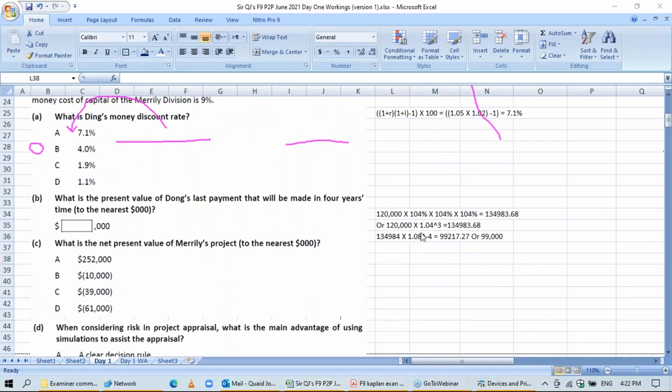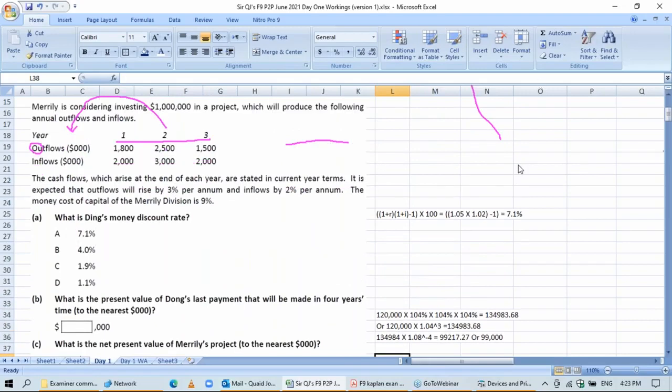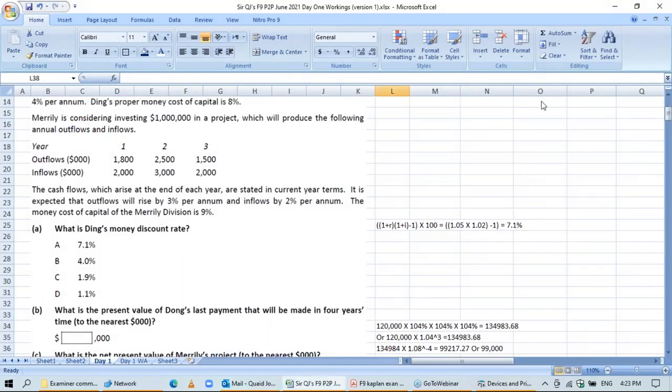Okay, students, now moving on to the requirement C. What is the net present value of the Merrilees project? So let's calculate the net present value of the Merrilees project. So according to the question, let me show you the cash flows first. So in the Merrilees project, Merrilees is considering investing 1 million in a project which will produce the following annual outflows and inflows.